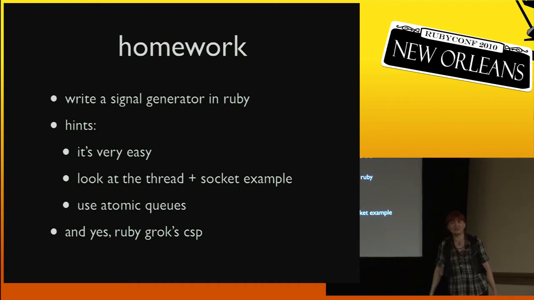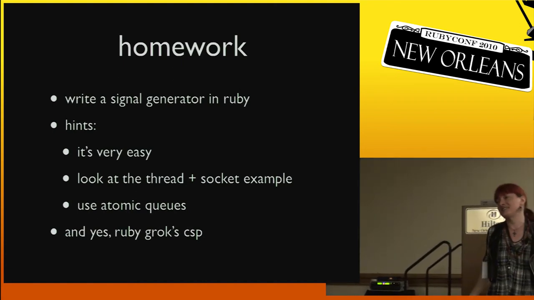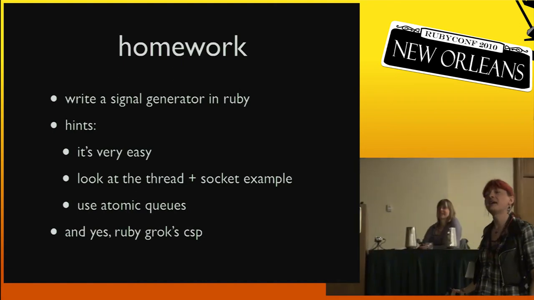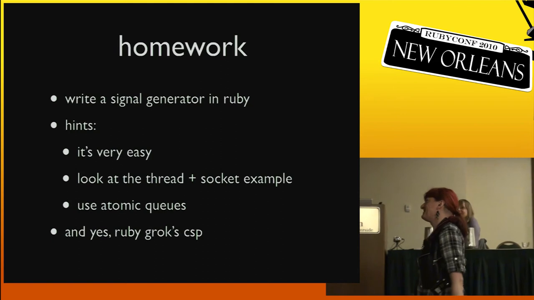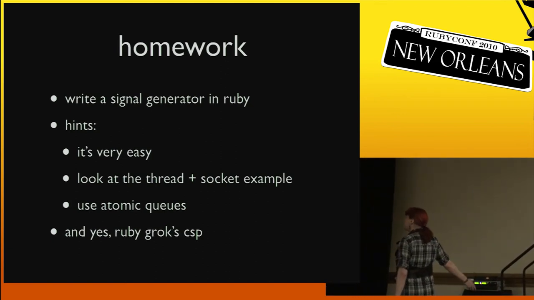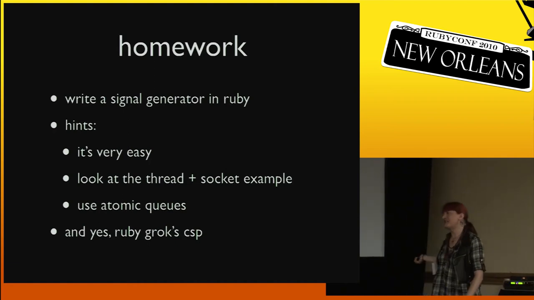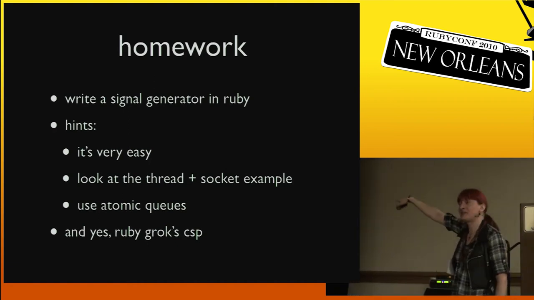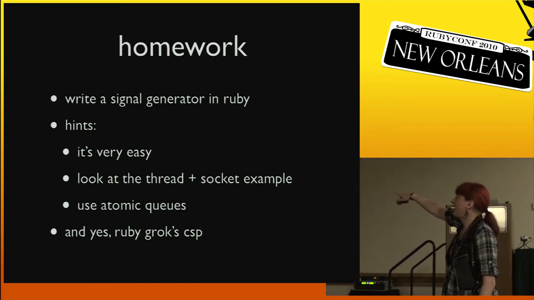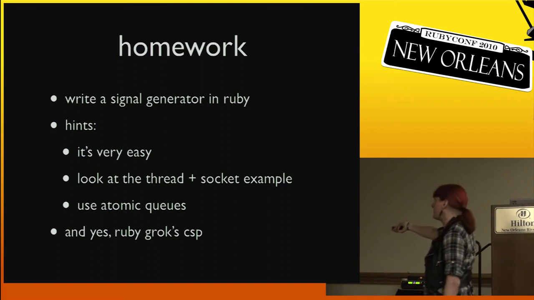I was going to actually show an example in Ruby, but this was the very last set of slides we stuck in, about 10 minutes before we came in here. And I've written too much code this week already. So I'm setting your homework, which is to write a signal generator in Ruby. It's very easy to do, because all of the things that are in that piece of Go code are in the thread and socket example that I glossed over, because it's a big chunk of code.